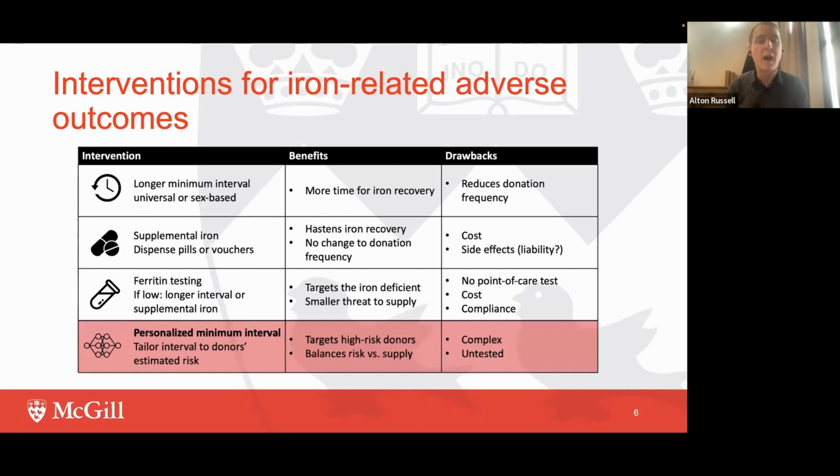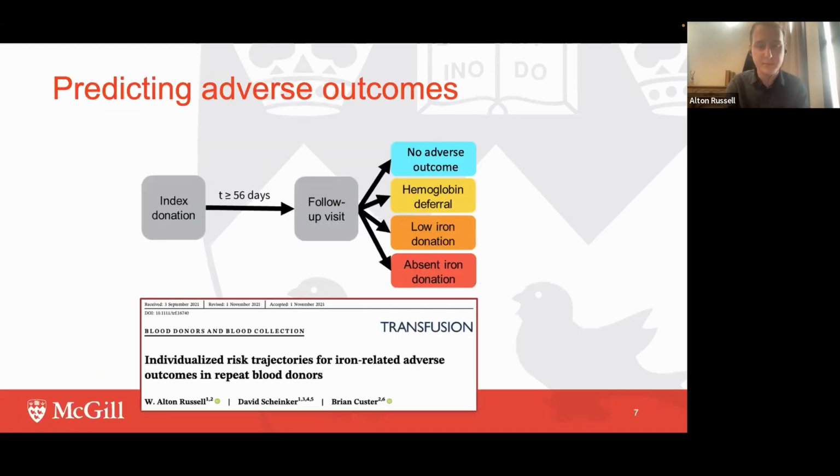So I wanted to start looking at an alternative approach, which is to personalize the minimum interval. We can tailor the minimum interval between back-to-back donations to each blood donor's estimated risk, to target donors who are at high risk of iron deficiency and give them a longer interval, but without unduly restricting donations from lower risk donors. So the idea is that we could potentially balance the risk to the donors against the constant need for blood donation. The drawbacks are that, of course, it's complex and untested.